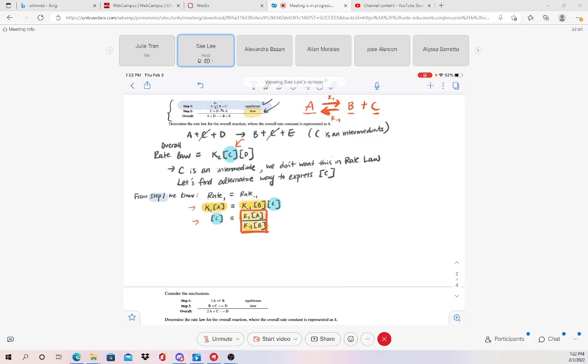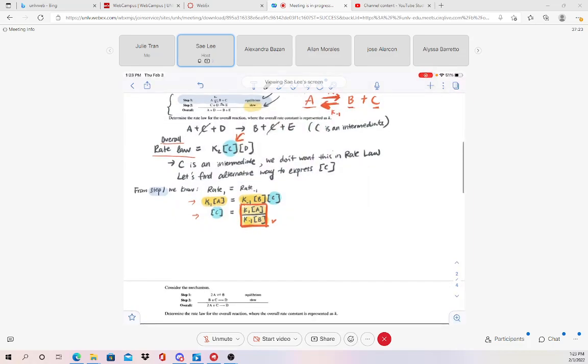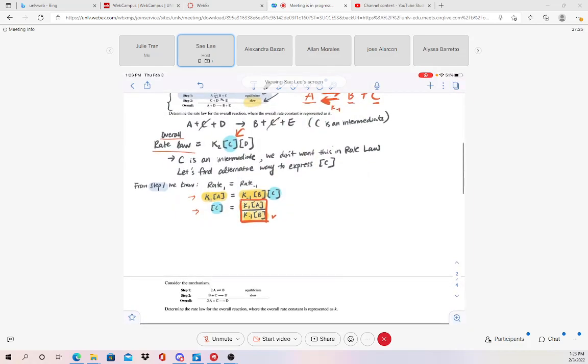Now that we have another expression for C, we're going to plug this into here. The whole purpose was to eliminate C because C is an intermediate. We don't want this in the rate law. We don't want to see C in the rate law expression. So I'm going to plug C into the overall rate law that we wrote in the beginning. If we plug in C, this is what we're going to have.